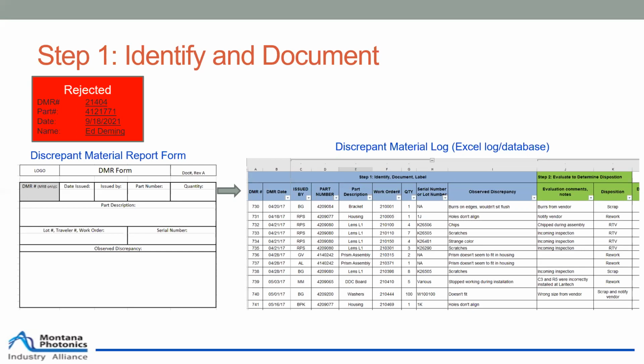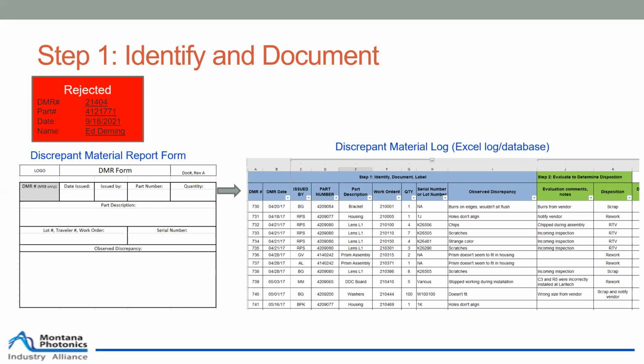The best way to capture this information is on a form. This form is called the Discrepant Material Report, or a DMR. The information from the DMR is then logged in a spreadsheet or database. We call this the DMR log. Each entry has a DMR number to uniquely identify the DMR event. You'll see later how capturing and compiling this information can lead to improving your system.